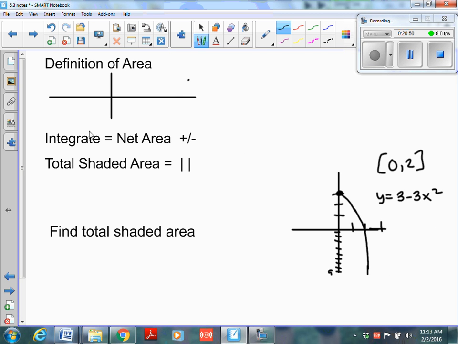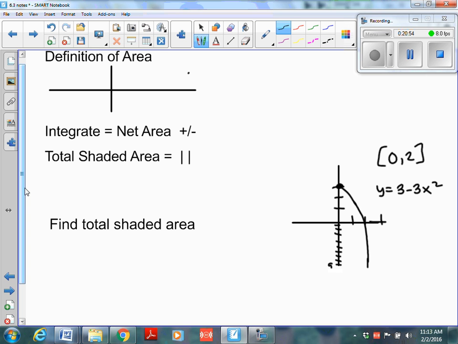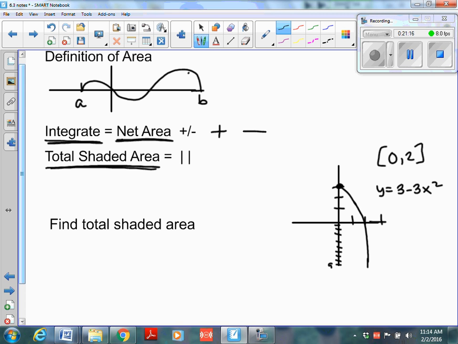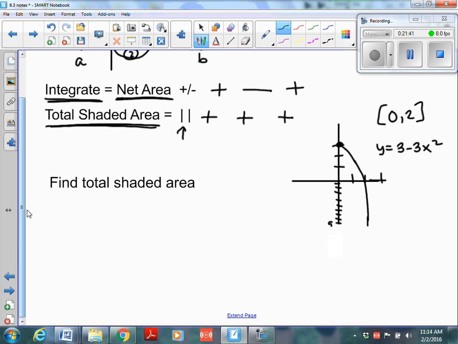Okay, the next section is very complicated, so you really got to watch what I'm doing here. The next section deals with integrating from A to B and noticing the difference between integrating and total shaded area. When you hear the word net area, you need to take into account that the first part is above, the second part is a negative, and the third part is positive. That's called net area. When you do total shaded area, do you notice that there are 3 sections? First section, second section, and third section. You need to take them all and make them positive, or basically absolute value is what those 2 little lines stand for. Absolute value.